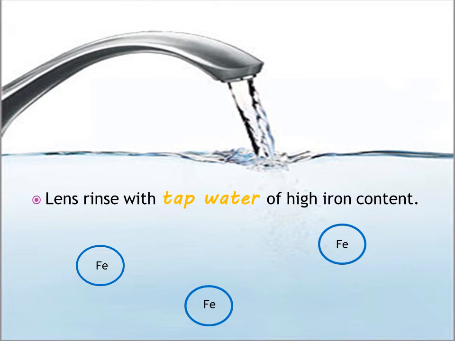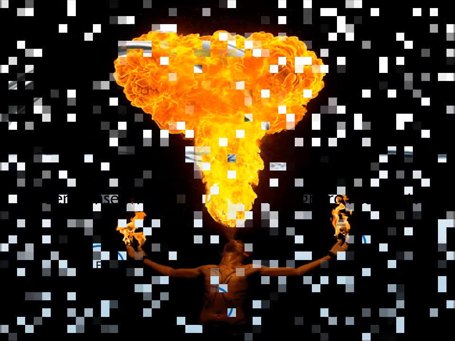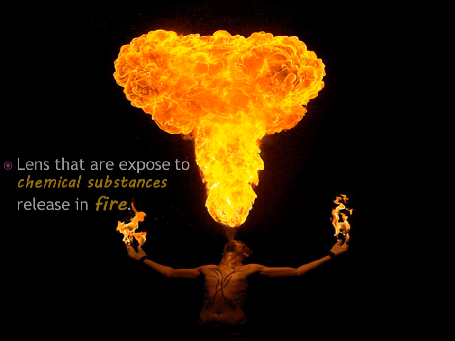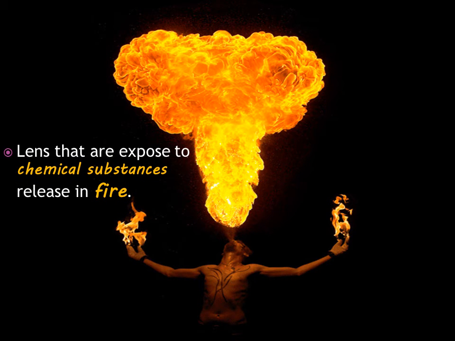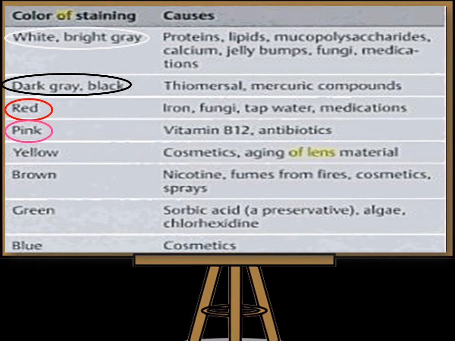Tap water that has a high content of iron. Finally, lenses that are exposed to chemical substances released in fire. Example of the color of the staining is white, bright gray, dark grey, black, red, pink, yellow, brown, green, and finally blue.